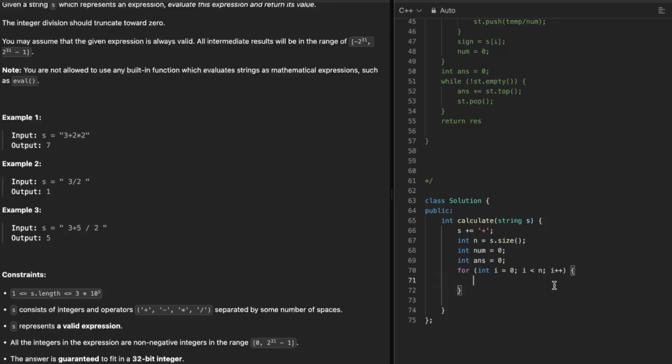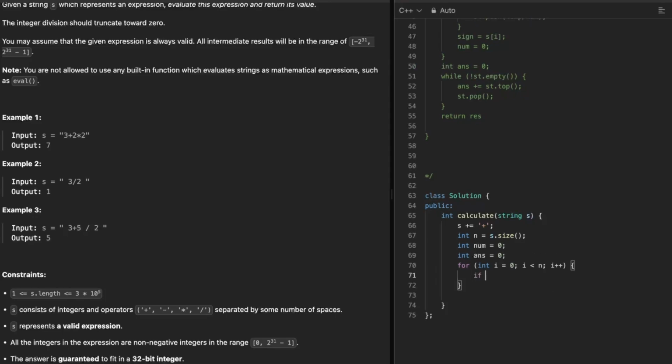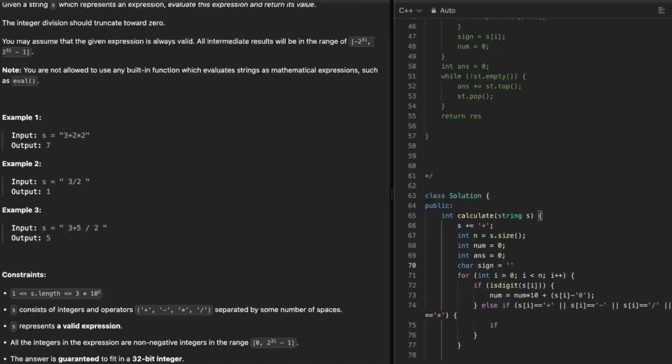Okay, and what else we have to do here, just thinking that you are traversing, and you can see if s of i is a digit, then you can say num equals num multiplied by 10 plus s of i minus '0'. Okay, this makes sense. And else if s of i is plus, or s of i equals minus, or s of i equals division, or s of i equals multiplication, if this is the case, folks, then what we have to do, and we will also take a sign variable.